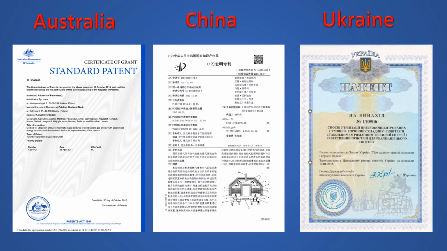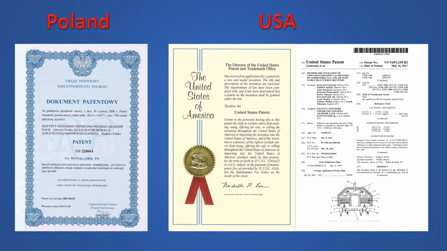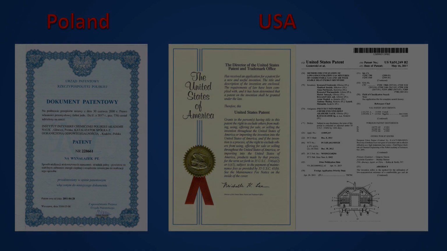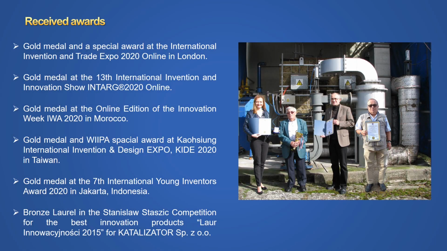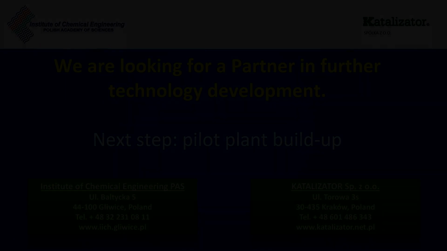The original elements of the method and device have patent protection in Australia, China, Ukraine, Poland and the USA, which, depending on the national version, contains 15 to 20 claims, giving advantages over similar devices of the competition. VAMOXID was acknowledged and received several awards.